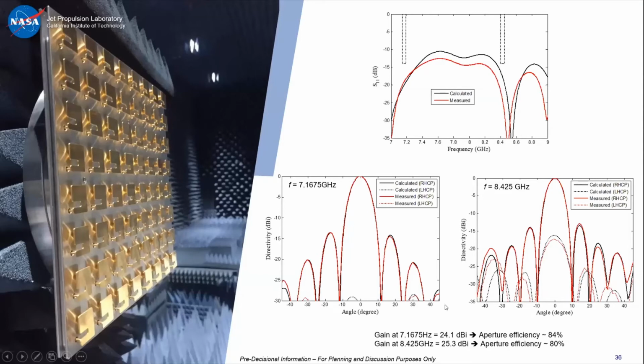When I define efficiency, let's be clear about this. This is the ratio between realized gain, so that includes all the losses, over the maximum directivity that you can get out of the aperture of the antenna. And we got more than 80% with this efficiency definition. You can see that the agreement between calculated and measurement is perfect.